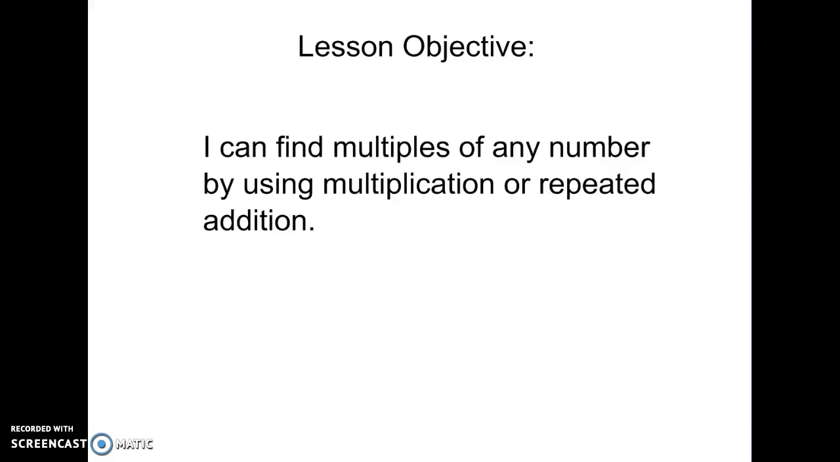Our lesson objective today: I can find multiples of any number by using multiplication or repeated addition.